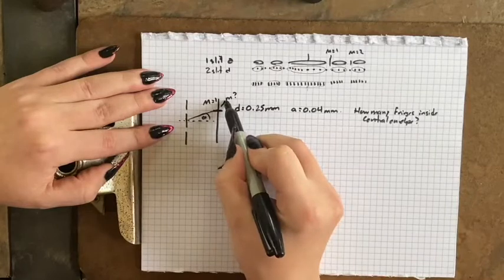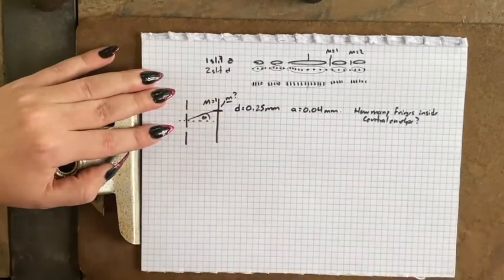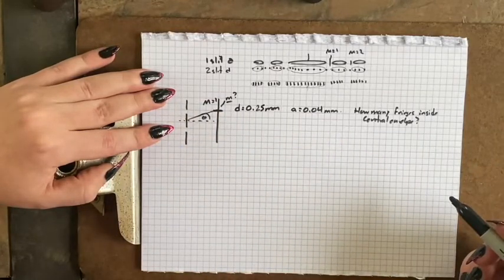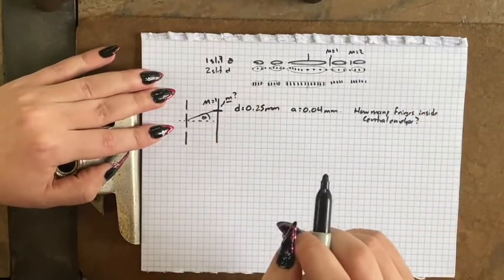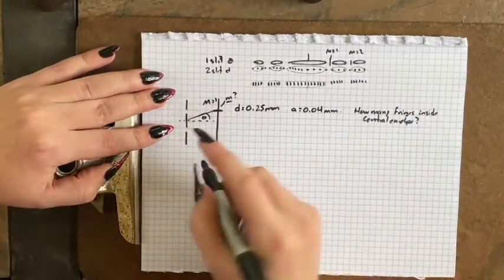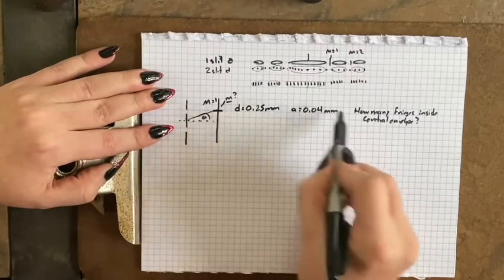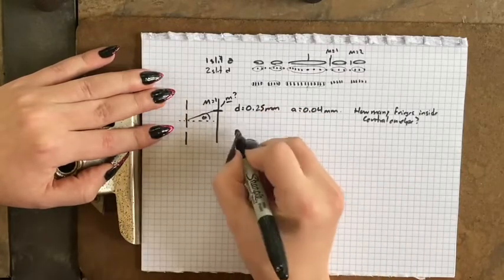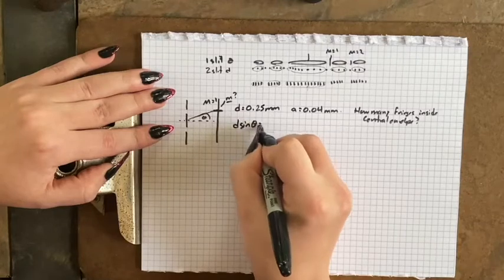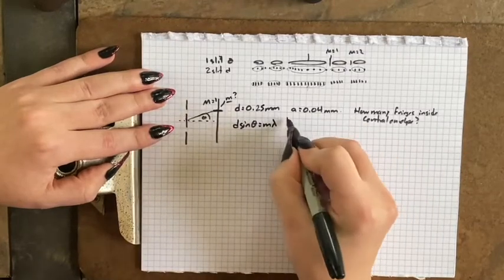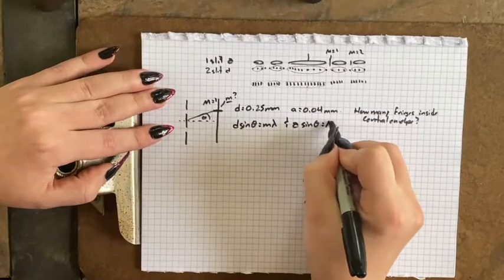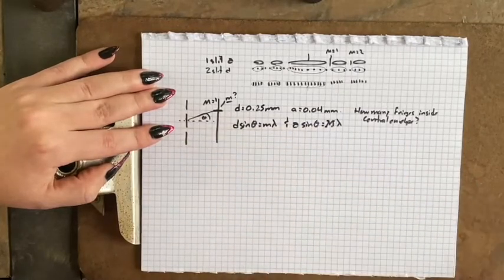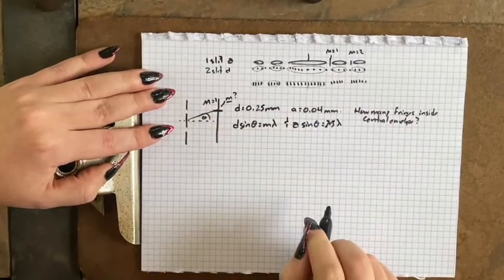If we find this, we can maybe use that information to backtrack and figure out what order number that fringe is, and then whether it is visible, right? So let's do that. We'll set about trying to solve these 2 equations, d sine theta equals m lambda, and a sine theta equals big M lambda. And we have to simultaneously solve them.